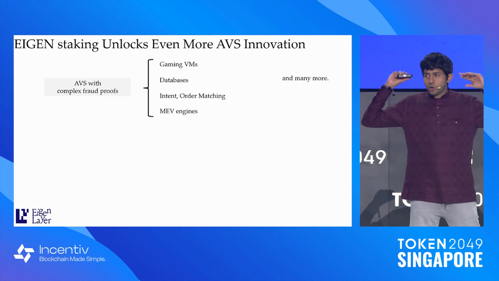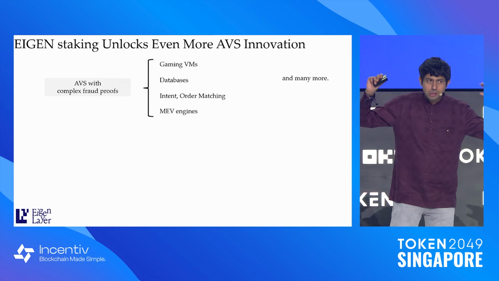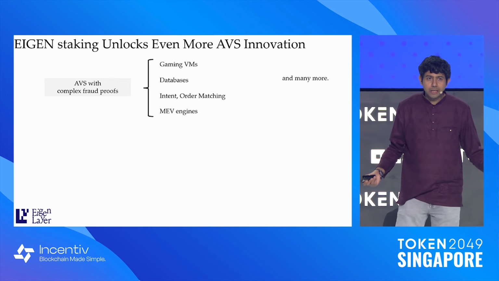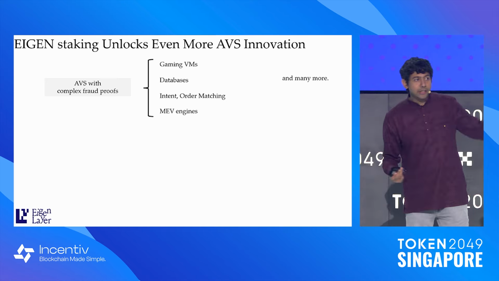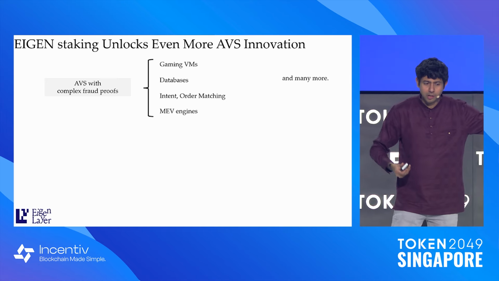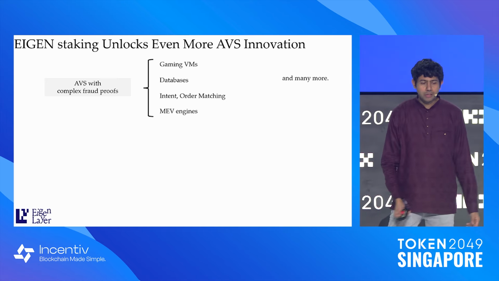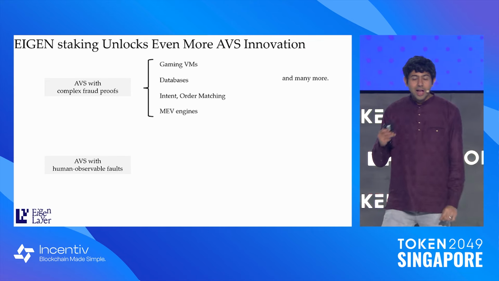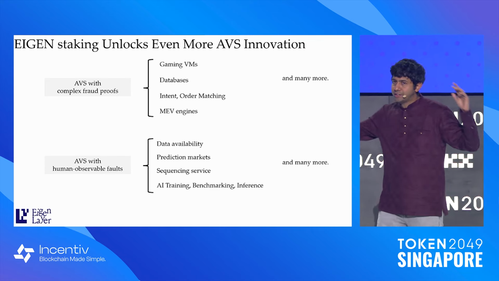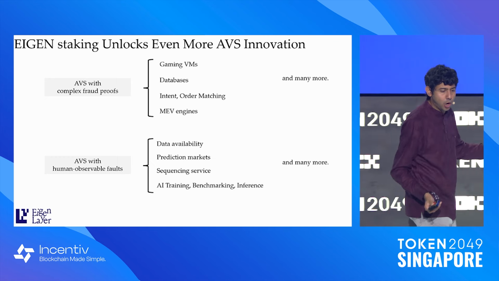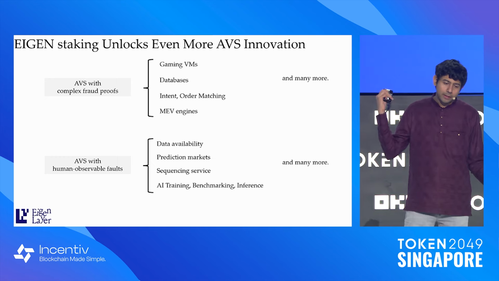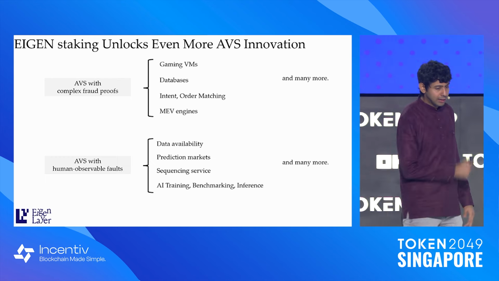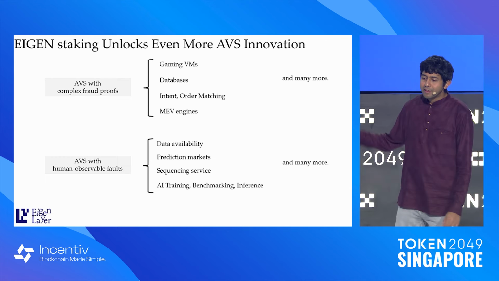And it unlocks much more innovation than what EigenLayer was originally able to do. Now, normally on EigenLayer, if you want to write a service, you need to write a fraud proof and a slashing contract. But for many, many things, imagine I'm building a game. I need to write a fraud proof for a game, which is very difficult. Databases, MEV engines, all of these things are very difficult. You can do all of them with Eigen staking. And human observable faults, faults that we pointed out earlier that simply cannot be observed on chain, like data availability, sequencing, prediction markets, AI, a huge category, can be built with Eigen staking.